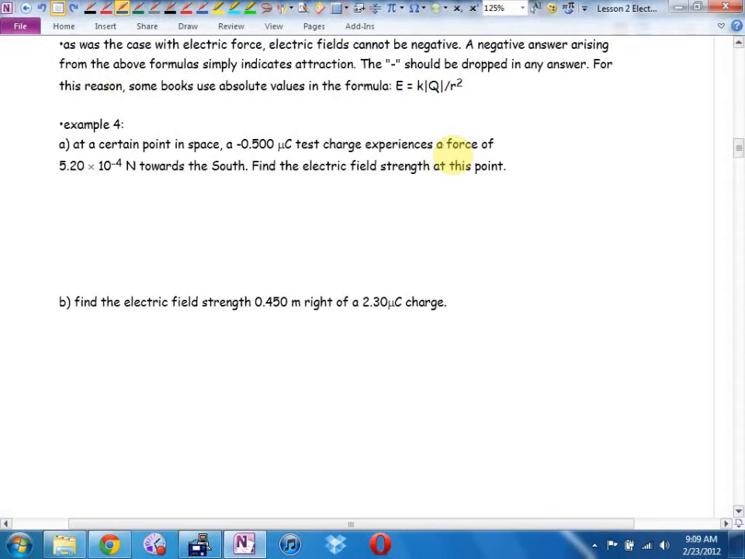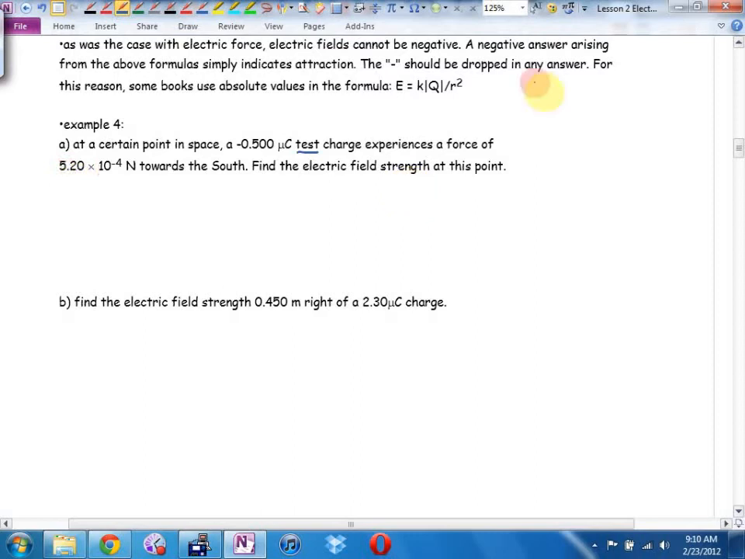Example 4, A and B. At a certain point in space, a -5, hey, what was this symbol that we learned yesterday? Microcoulomb test charge. Do me a favor, underline the word test charge. That's our word for, that's the satellite. That's the tiny charge. Experiences a force of 5.2 times 10 to the 4 newtons towards the south. Find the electric field strength at this point.